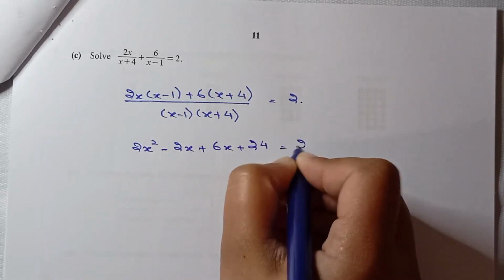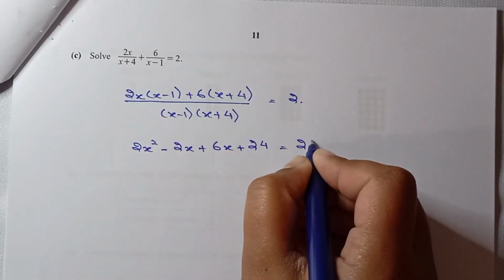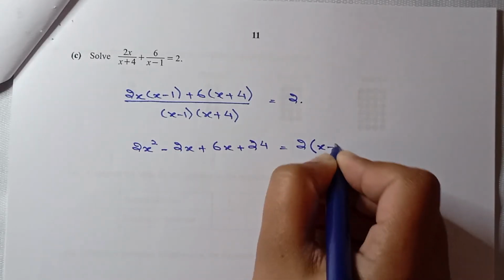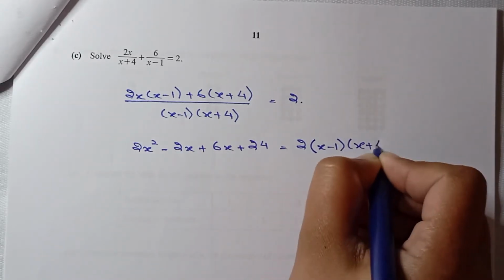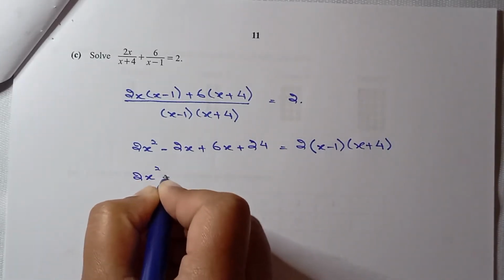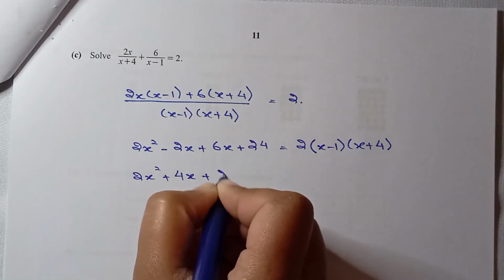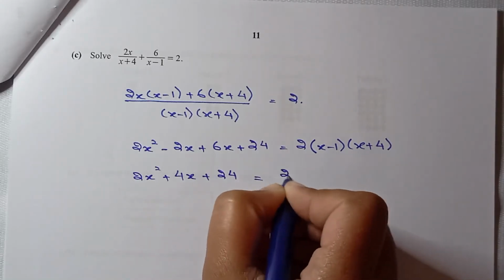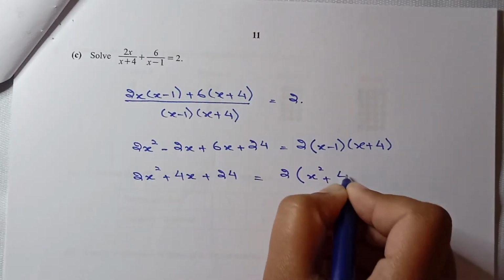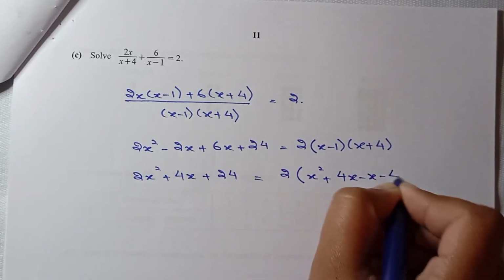And 2 is going to multiply with this. Let me multiply both of them: 2, okay, x minus 1 and x plus 4. We can multiply in the next step. So it would be 2x square plus 4x plus 24, and this would be equals to 2. This is x square, x times 4 would be 4x minus 4.